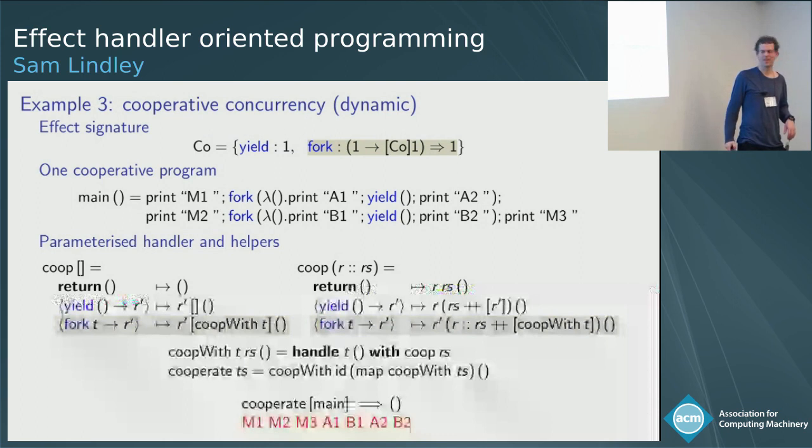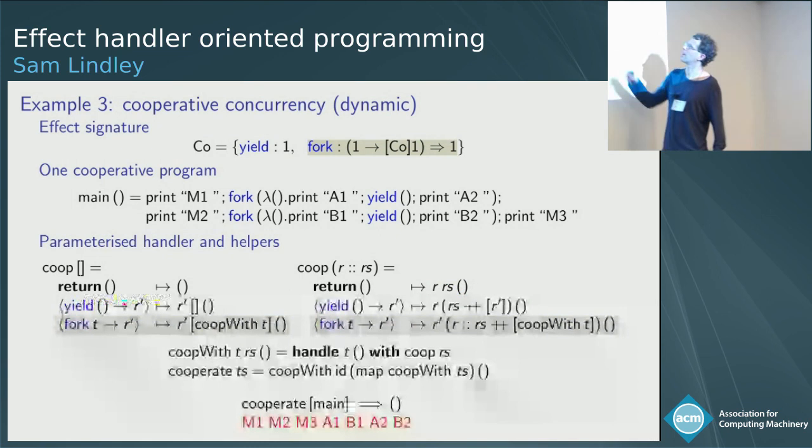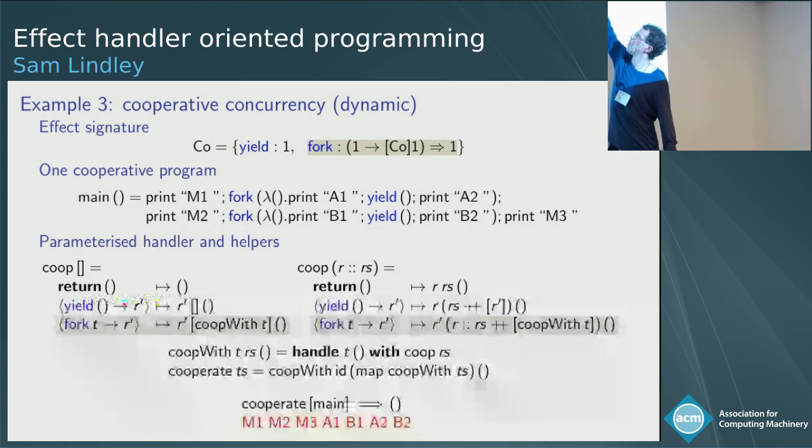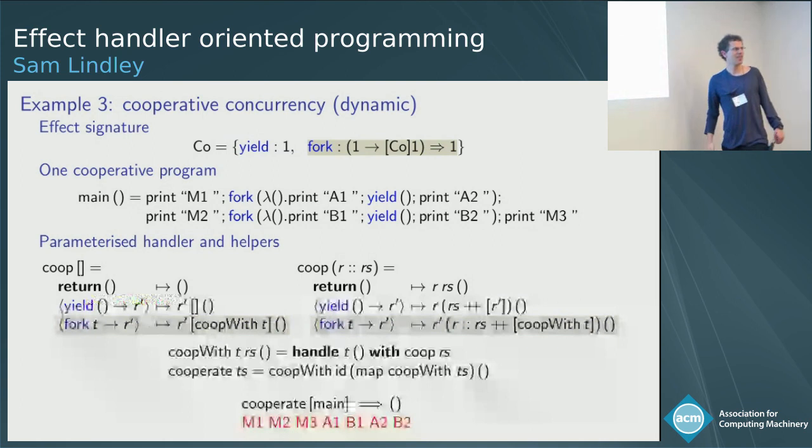Could you repeat what's the meaning of the CO in brackets? Oh, that says that the body of this thread is allowed to have the same effects. It's allowed to do yield and fork. You want your threads to be able to continue being concurrent as well. Yeah. So this is nice because you can not only build this, you can build all kinds of other models of concurrency. You can customize it as you like at any level of granularity.